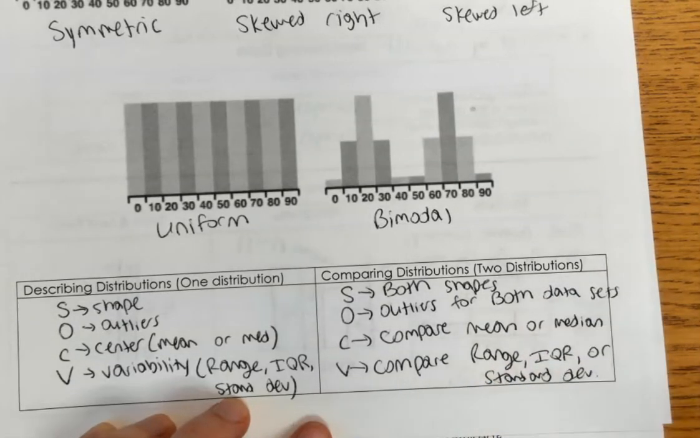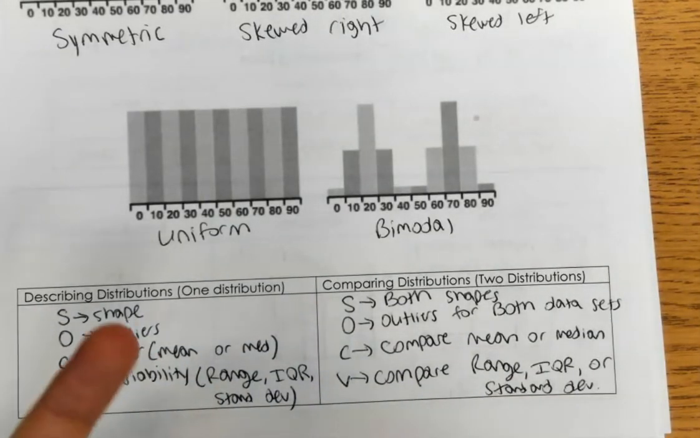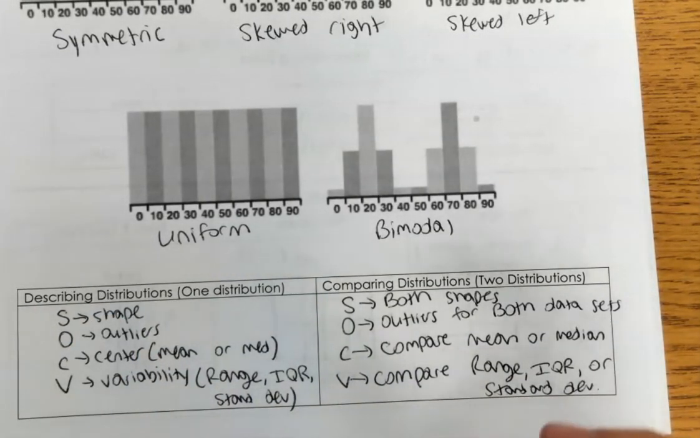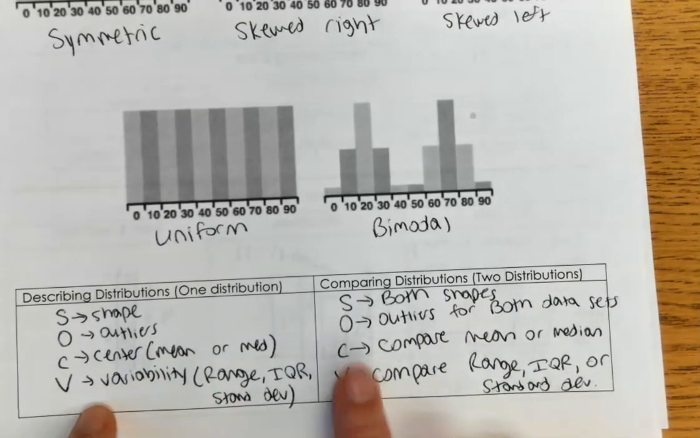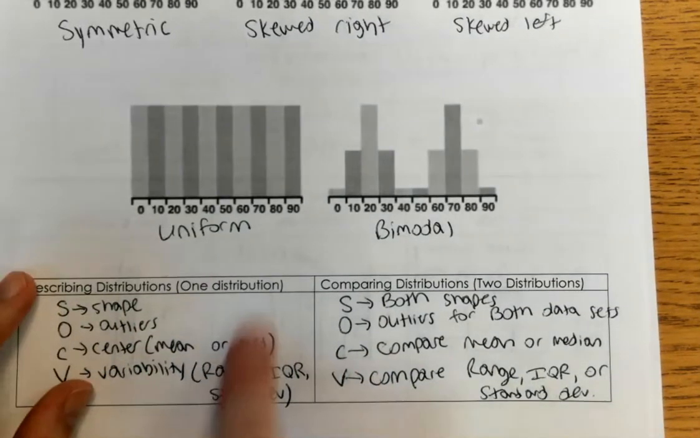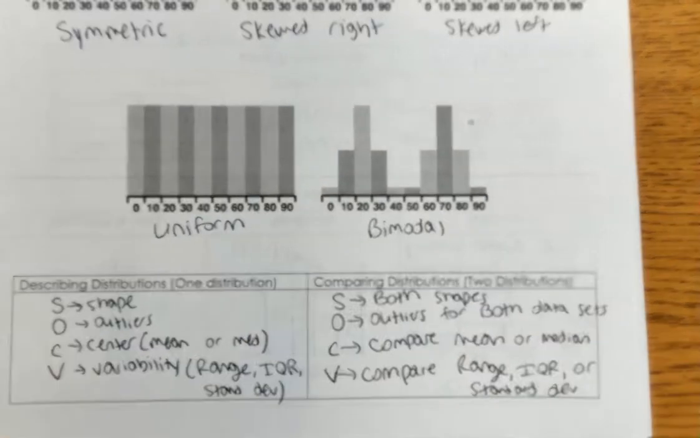And when I say compare, you're going to say the mean of distribution 1 is larger than the mean of distribution 2. The range of distribution 1 is bigger than the range of distribution 2. So you're going to use comparing words like that. So these 2 are basically the same thing, just describing, you're just looking at one distribution. Comparing, you're looking at 2, and you need to make sure you're using comparing words. All right?